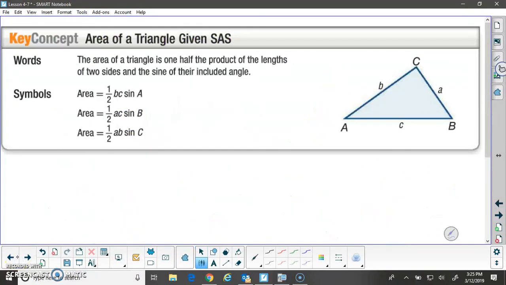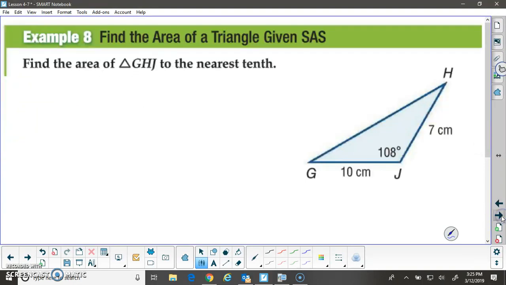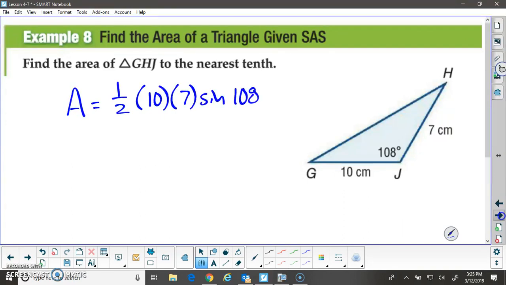So we're going to talk about the area of a triangle. If you're given side, angle, side, that is two sides of a non-right triangle and the angle in between those two sides, you can use one of these formulas to find the area of that triangle. So here's an example. You can see this is the side, angle, side case. We're given the two sides and the angle in between. So to find the area, we use the formula 1/2 times 10 times 7 times the sine of the angle in between.